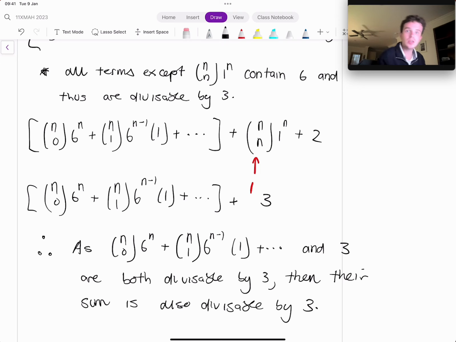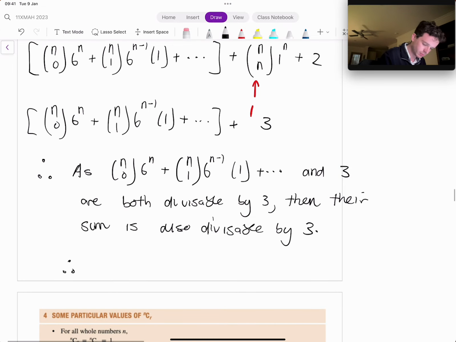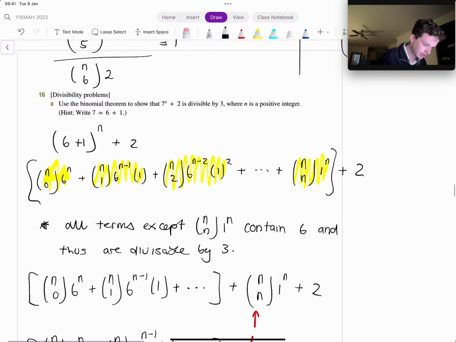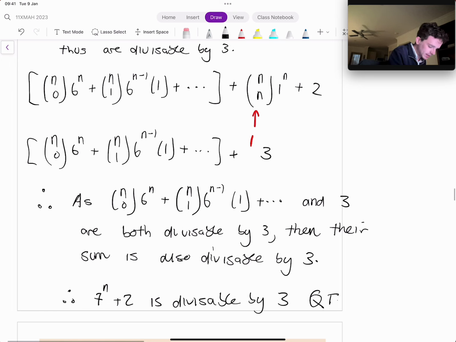So that's a little property that you mightn't have even seen since primary school. If you add two numbers that are divisible by 3, you result in another number that's divisible by 3. So, therefore, 7 to the n plus 2 is divisible by 3. And that's our beautiful proof, QED.